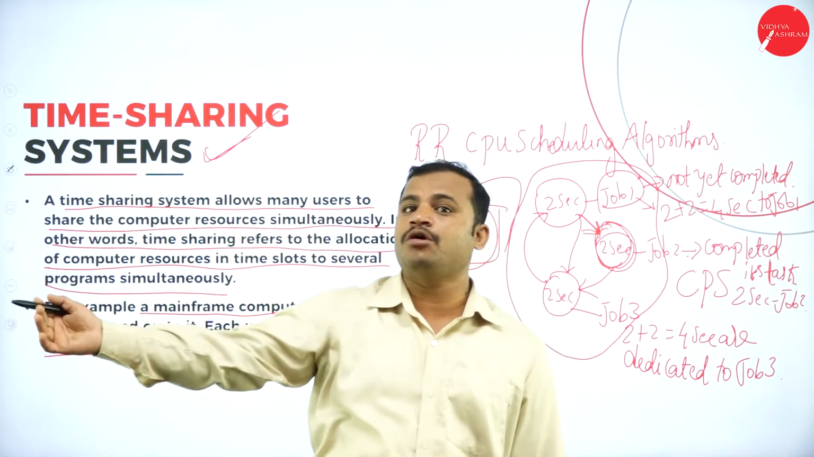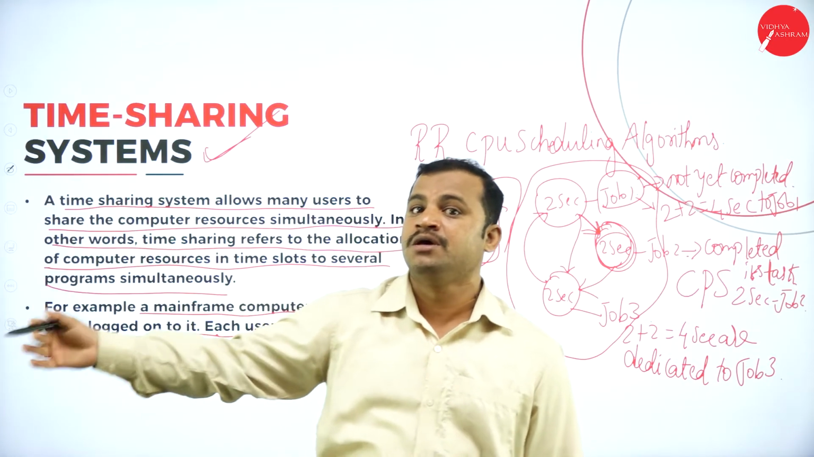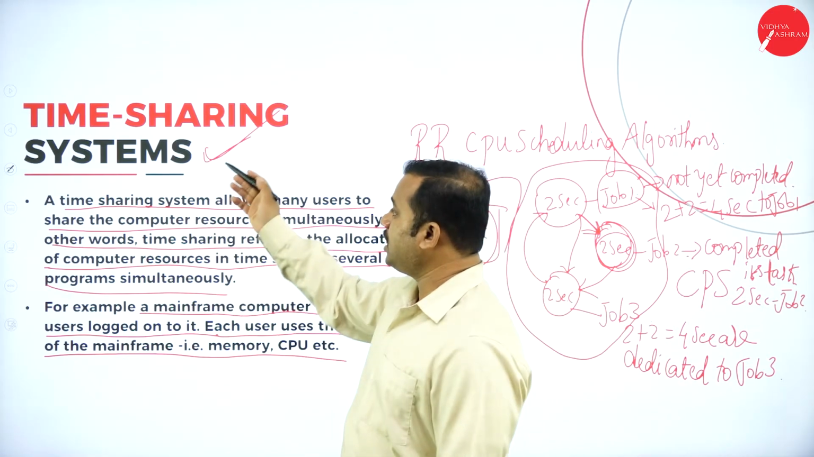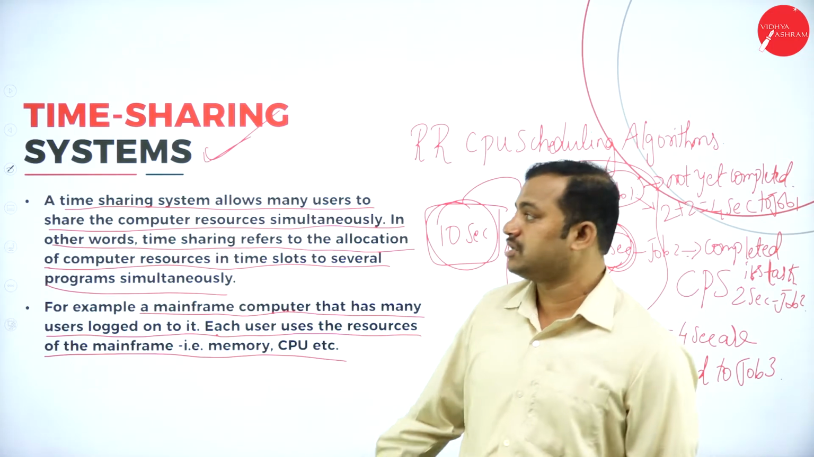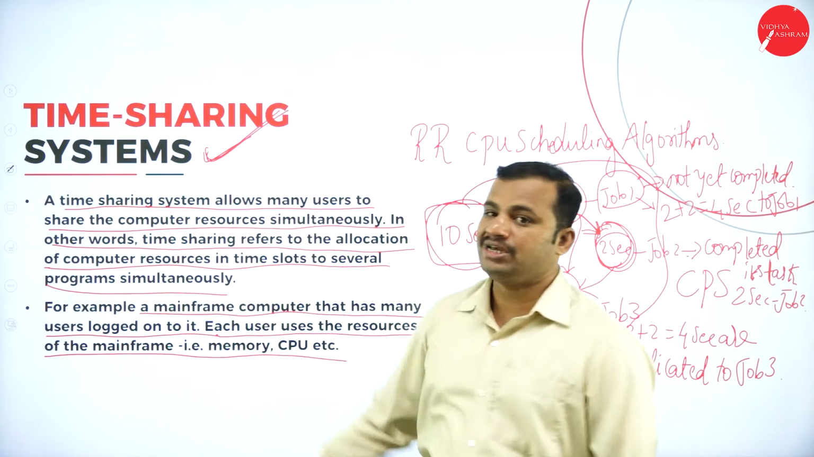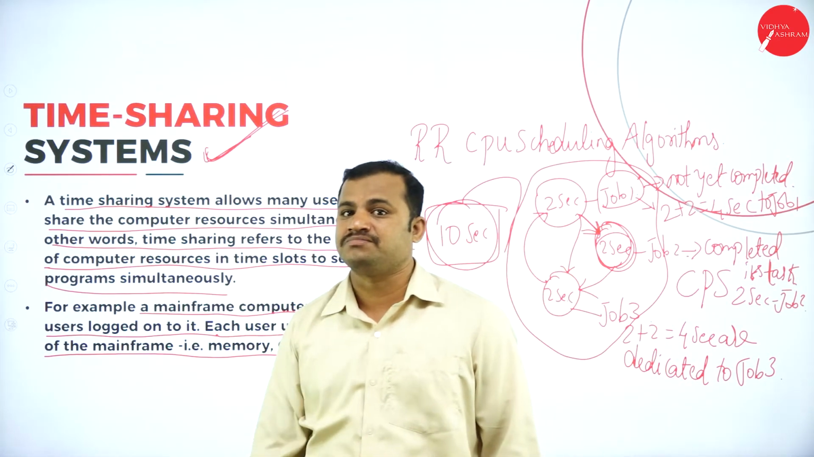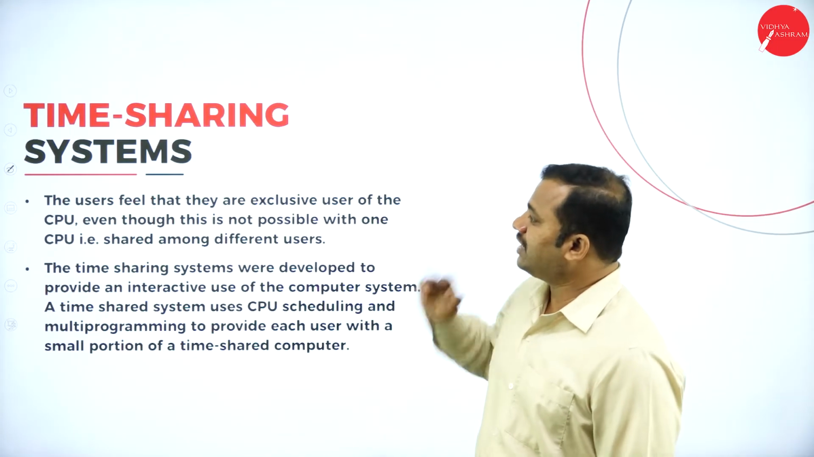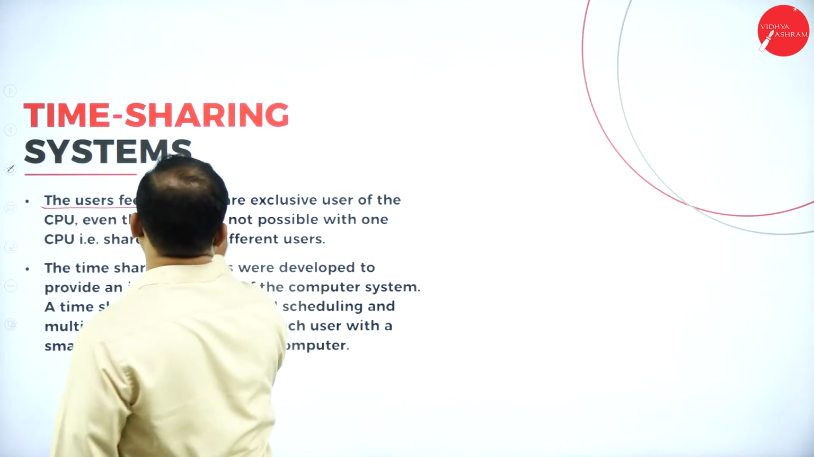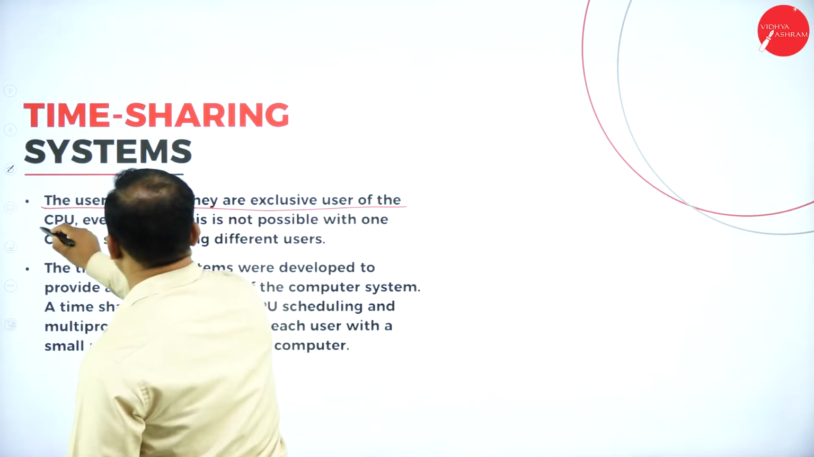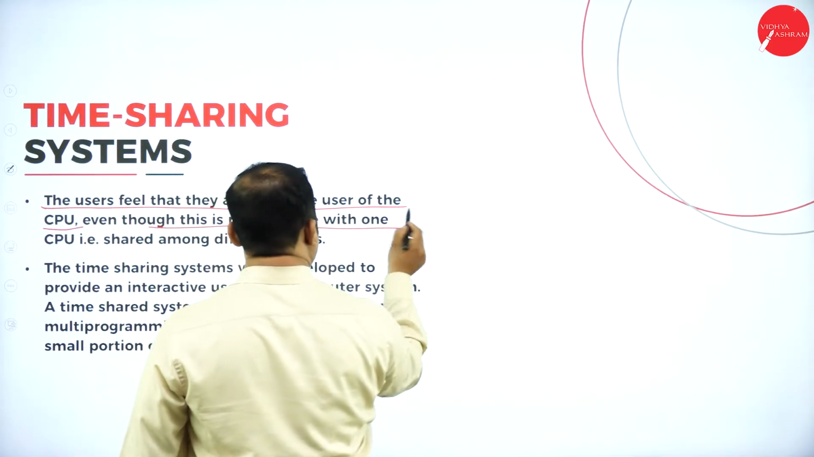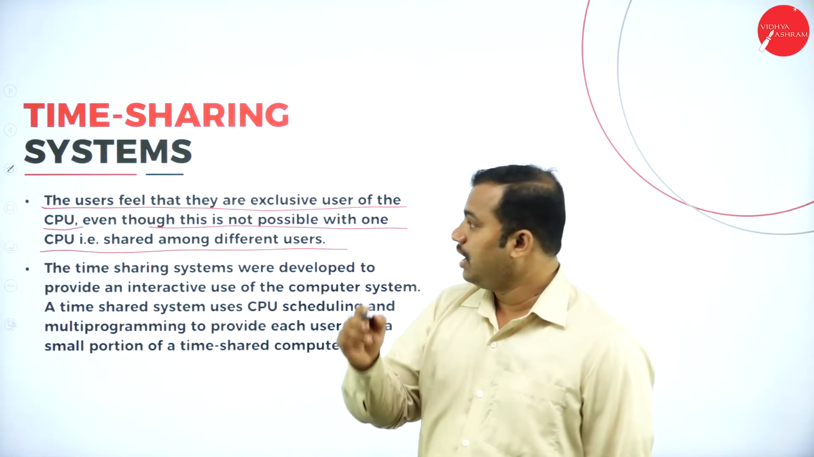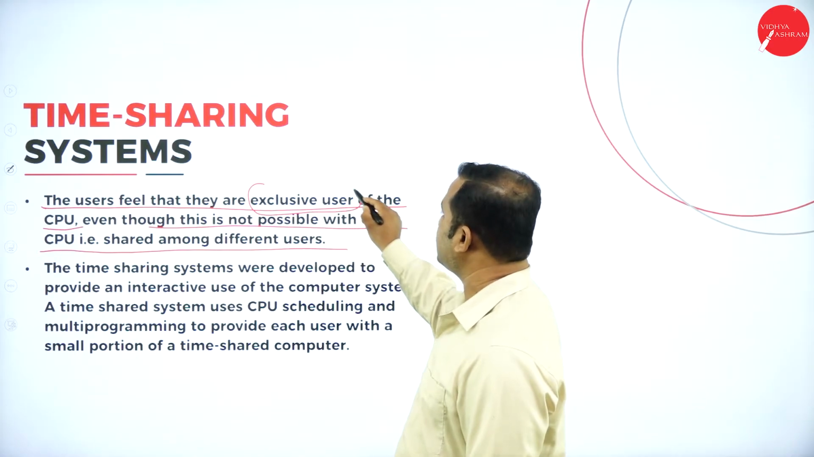The time is shared among multiple jobs or multiple tasks or multiple programs or multiple processes. That is the reason I am calling this a time sharing system, which must be very efficient and increases the performance of a system, similar to the multi-programming system. So if that is the case, users feel that they are the exclusive user of the CPU, even though this is not possible with one CPU shared among different users. I am using the word exclusive user.